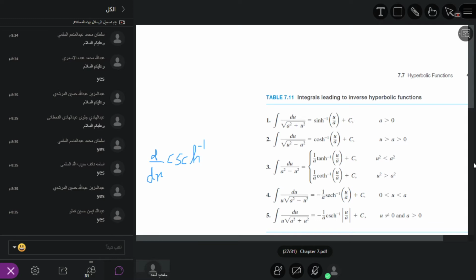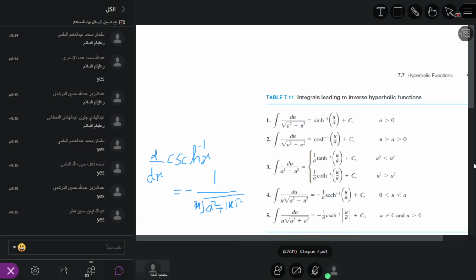We have studied in the last class the derivative of cosec hyperbolic inverse: minus 1 over x square root of a square plus absolute value of x square is equal to the derivative of cosec hyperbolic inverse x.